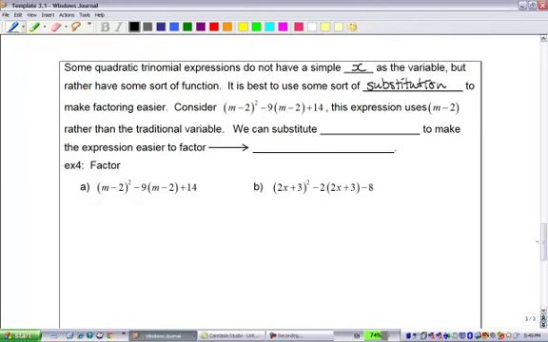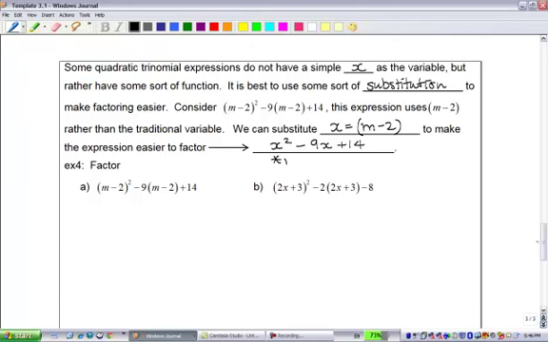Consider (m minus 2) squared minus 9(m minus 2) plus 14. This expression uses m minus 2 rather than the traditional variable. So we use an m minus 2 rather than an x. We can substitute x equals m minus 2 into our equation to make it way easier to factor. When we do that, m minus 2 would become x, that's x squared minus 9x plus 14. That is far, far, far easier to factor.